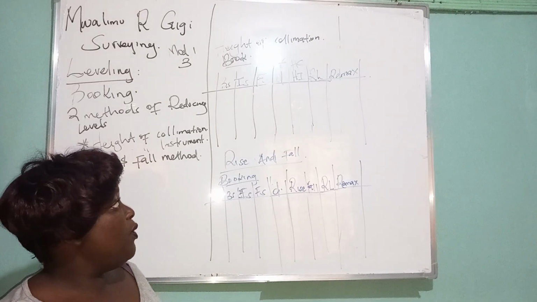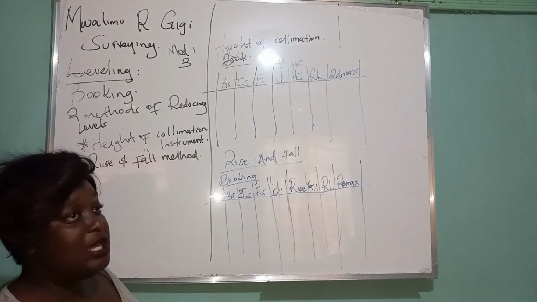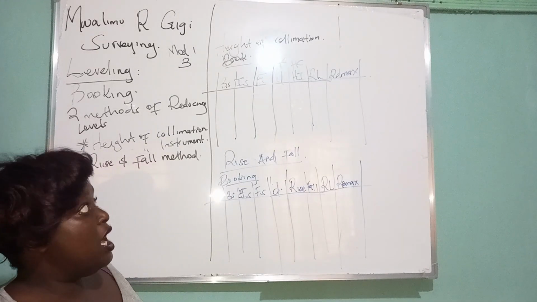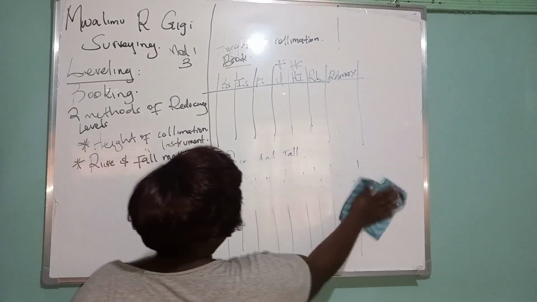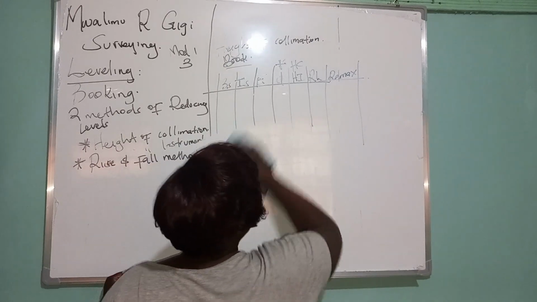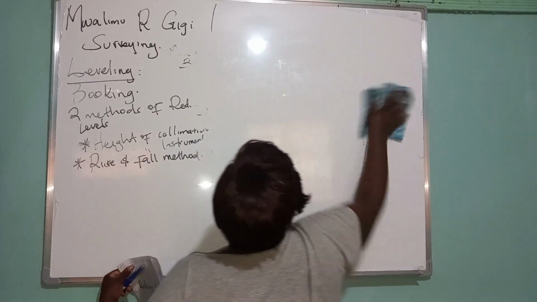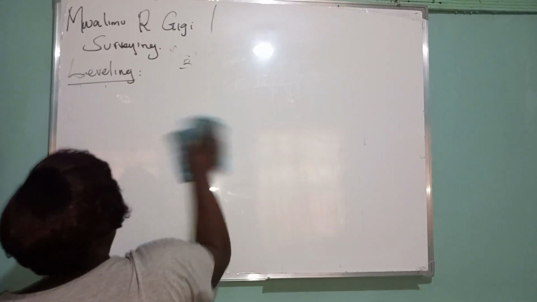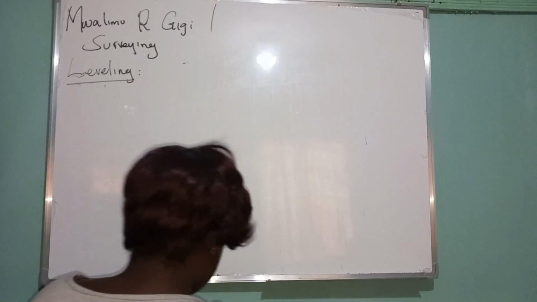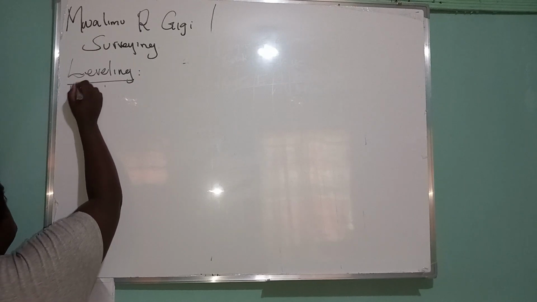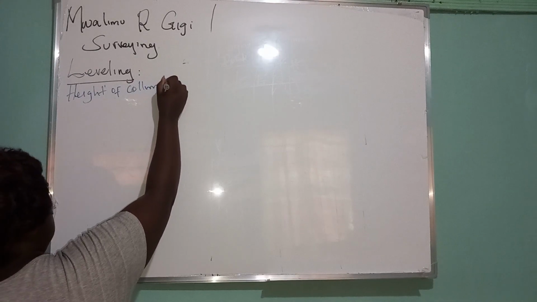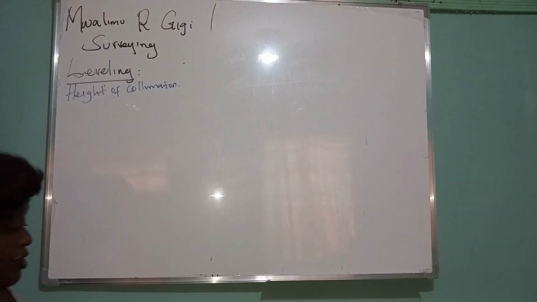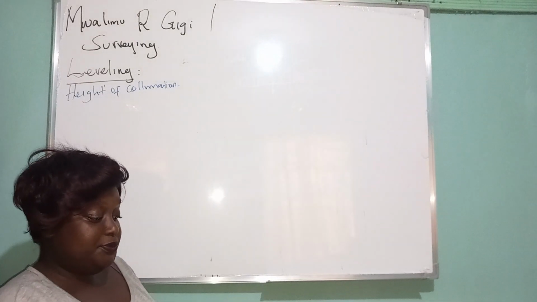Can we do one example? We want to reduce levels using the two methods. We can start with the height of collimation method. So we can have one example.